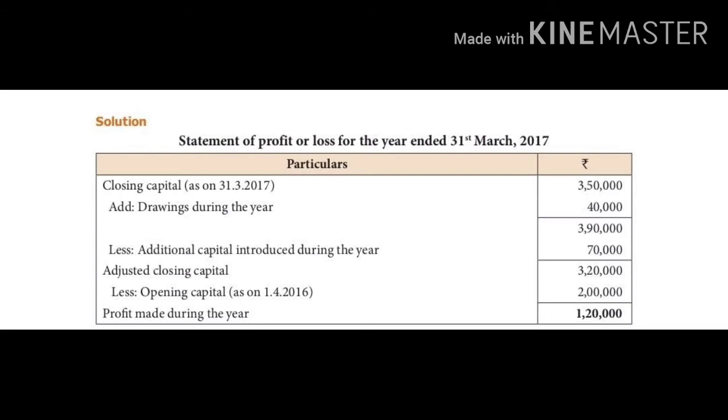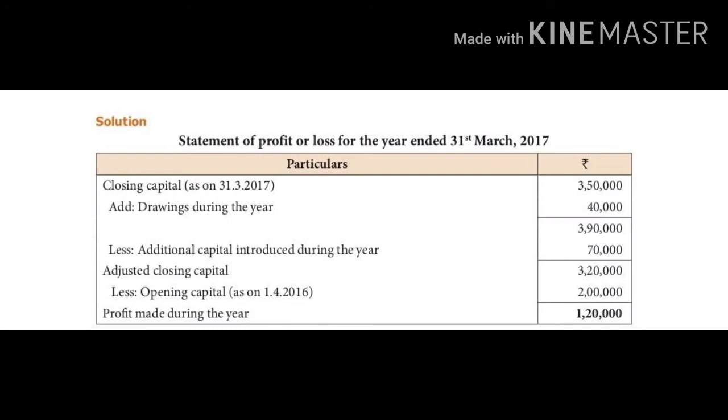Less opening capital as on 1/4/2016, 2 lakh. Now we get a positive value, 1,20,000. If it is a positive value, it is profit made during the year. If it is a negative value, it is loss made during the year. So this is the method to find this using the format.